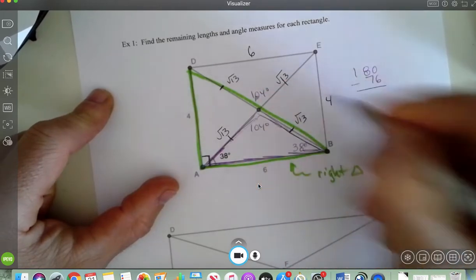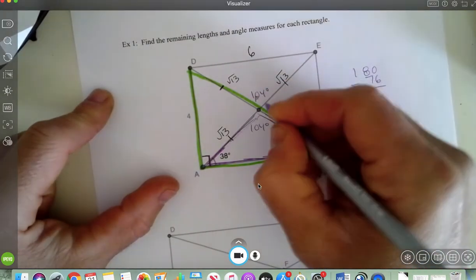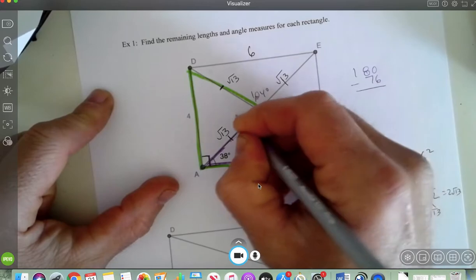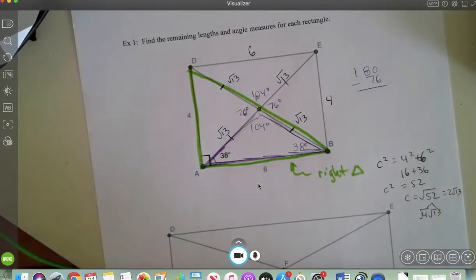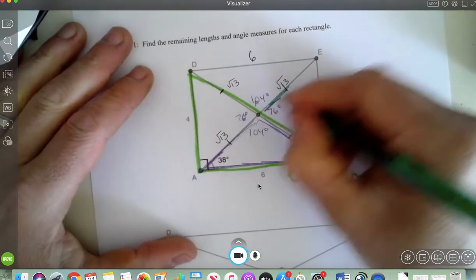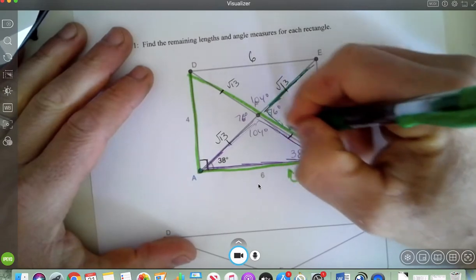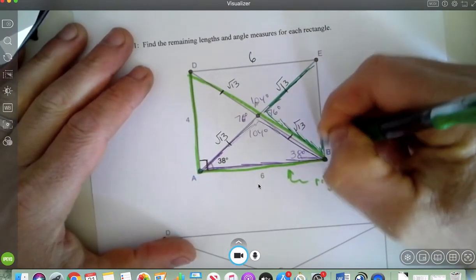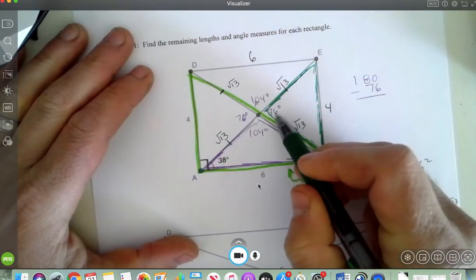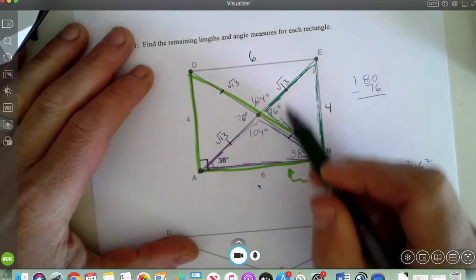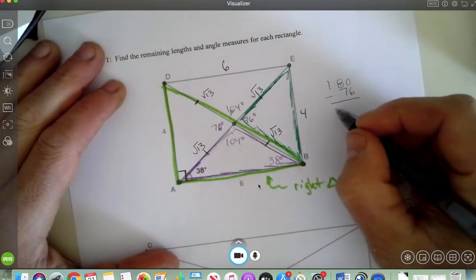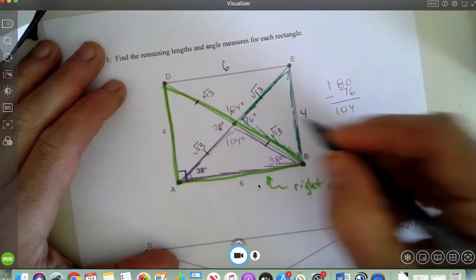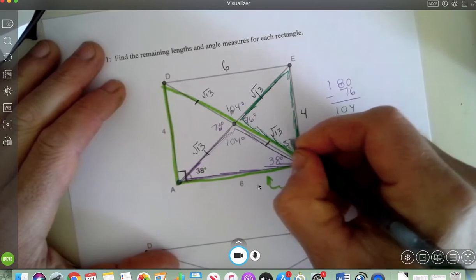This angle then is 76 because of the intersection there. Now I have another triangle right here that's isosceles. It's not congruent to the other triangle, you can see, because it has the 76 between those two sides. But if I do 180 minus 76, that gives me 104. Cut it in half, and that gives me 52 and 52.